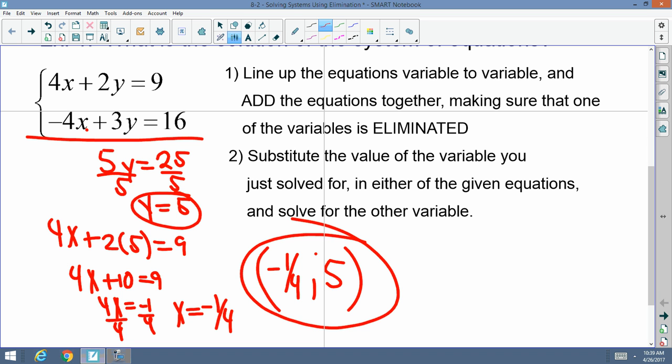So again, line up the equations, variable to variable. So you want x to x, y to y. Add the equations together, making sure that one of the variables is eliminated. Then substitute the value of the variable you just solved for, in either of the given equations, and solve for the other variable. This is not that bad, is it? I think it's the quickest and easiest, especially when it's set up for you like that already.